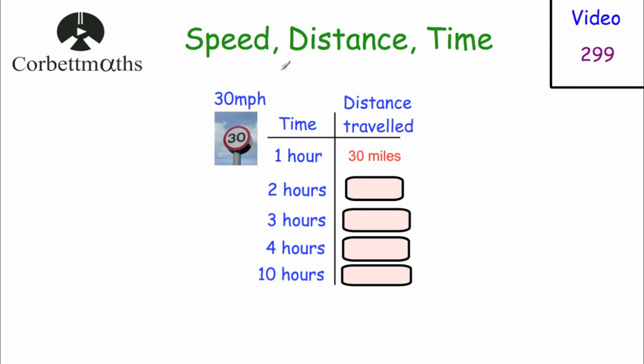Okay, our next topic is speed, distance and time. So this is a very important topic. It's video 299, and I'm going to look at this topic in two different ways. First of all, just by considering a speed, so for instance 30 miles per hour and what that means, and then I'm going to consider the formulae that we use for it.